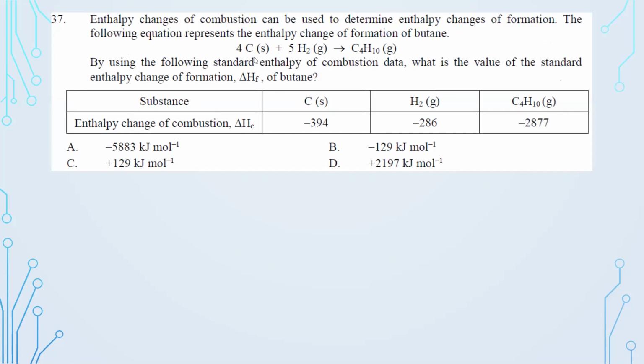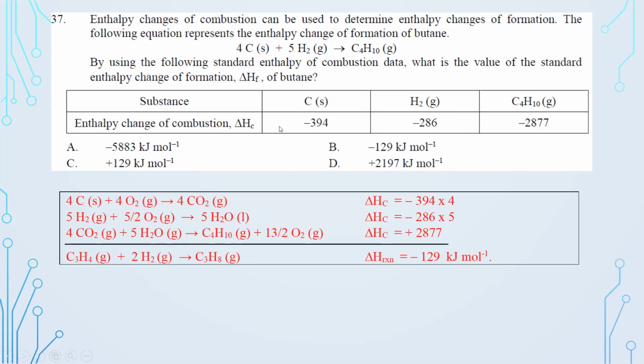Question 37. Enthalpy change of combustion can be used to determine the enthalpy change of a reaction that cannot be measured directly, represented by 4C plus 5H2 gives C4H10. By using standard enthalpy change of combustion data, what is the value of the enthalpy change of formation for butane? Here you can use Hess's law. Hess's law is always the best way to solve.